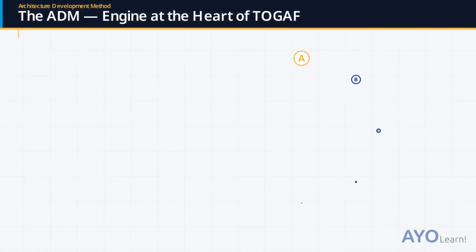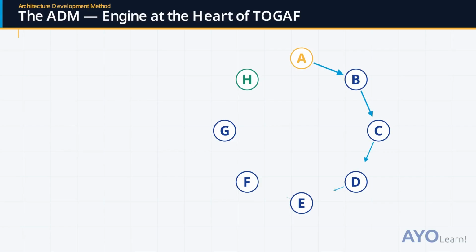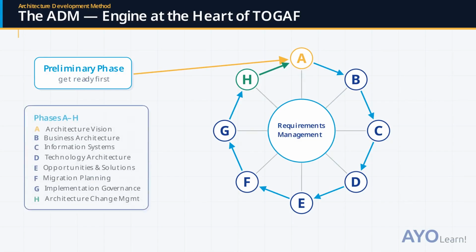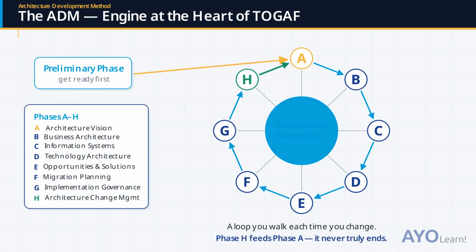The ADM is the engine at the heart of TOGAF. Phases A through H form a ring. Preliminary feeds phase A, then H loops back, closing the cycle. You walk it each time the organization changes. At the center, requirements management tracks every need, checked at every step.